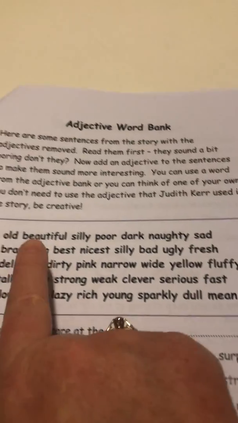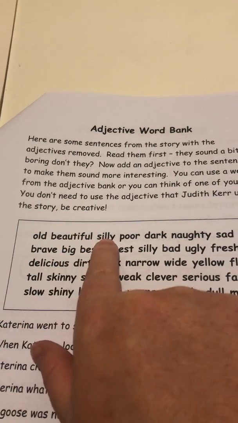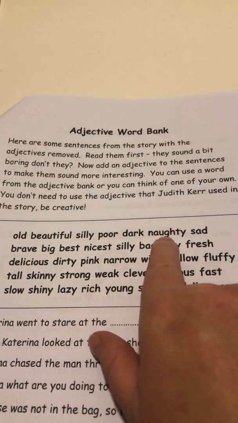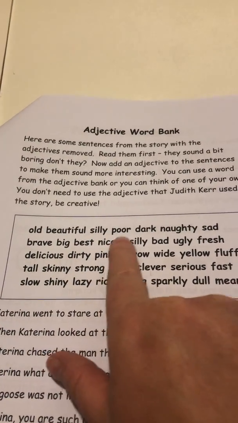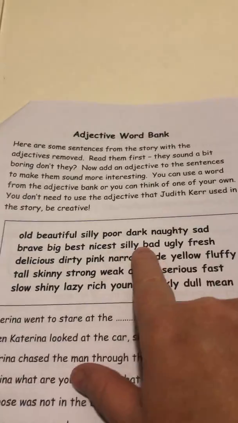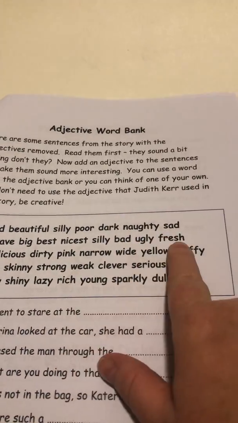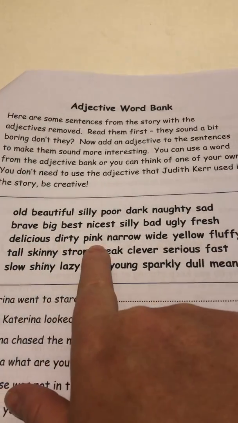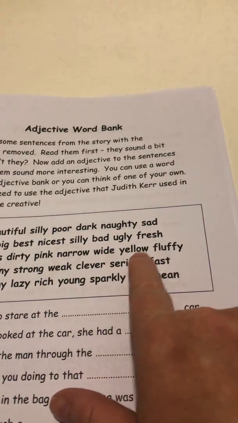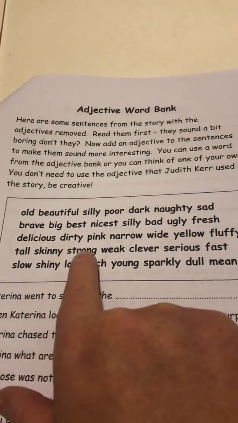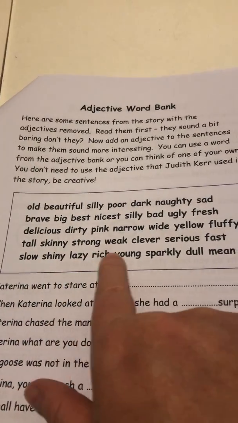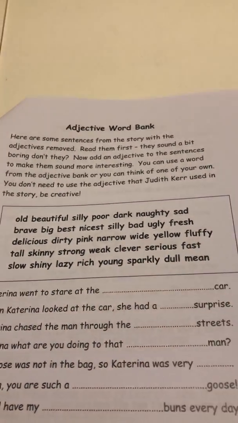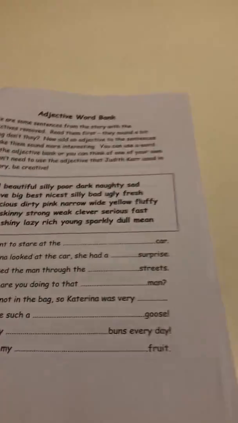And let's just have a look at the word bank. We've got old, beautiful, silly, poor, dark, naughty, sad, brave, big, best, nicest, silly. Oh, got silly twice there, sorry. Bad, ugly, fresh, delicious, dirty, pink, narrow, wide, yellow, fluffy, tall, skinny, strong, weak, clever, serious, fast, slow, shiny, lazy, rich, young, sparkly, dull, or mean. So you can use those words or use one of your own.